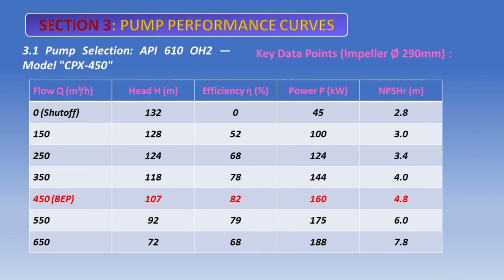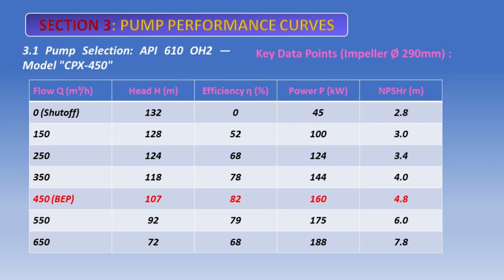The table shows the pump's performance across its operating range. The first column shows the flow rate, the second shows the corresponding head, the third is the pump efficiency, and the fourth, and the one we'll watch closely, is the NPSH required, or NPSHR.